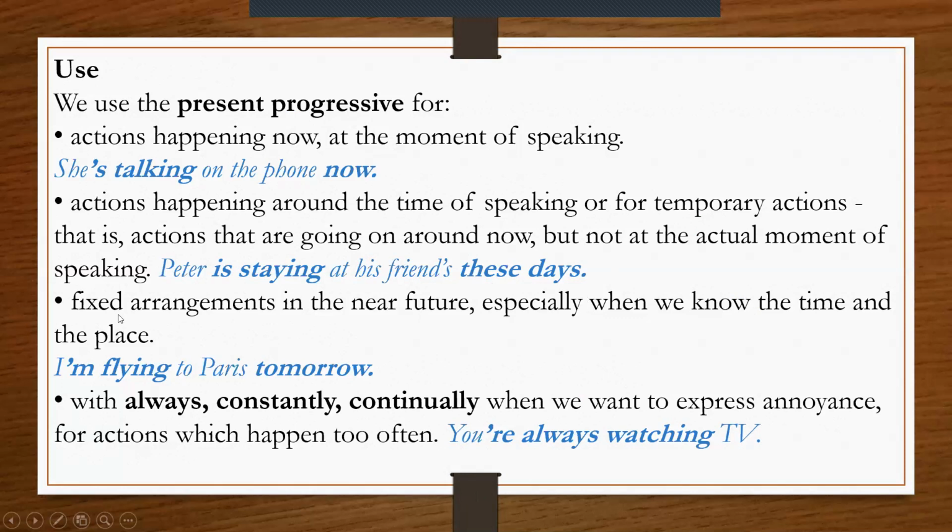We also use it for fixed arrangements in the near future, especially when we know the time and place. For example, I'm flying to Paris tomorrow. And we use always, constantly, and continually when we want to express annoyance. For example, you're always watching TV.